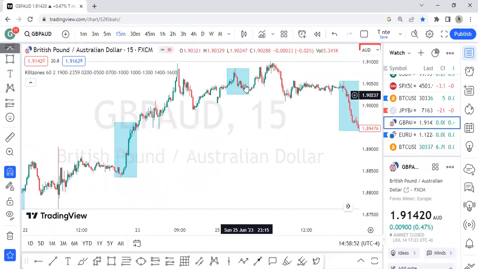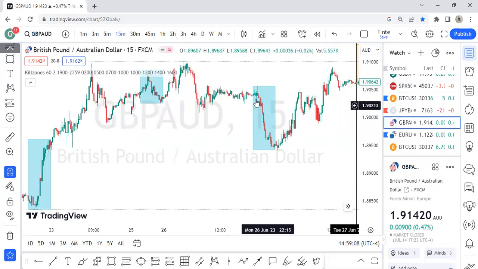This also was nice as well, right? It was nice as well. The market went below, but the market had already taken liquidity here, right? That's why the market did not buy. So the market already took liquidity here before coming below this. So that's not really a trade for me.